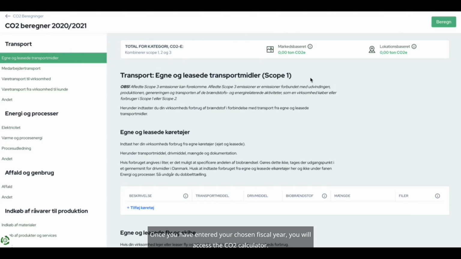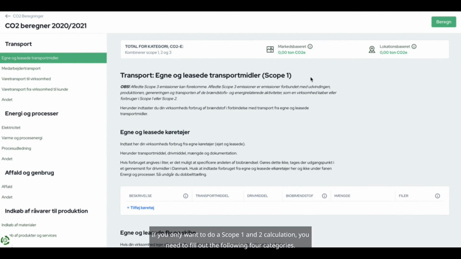Once you have entered your chosen fiscal year, you will access the CO2 calculator. If this is your first time doing a CO2 calculation, as mentioned, we recommend that you start by only doing a Scope 1 and 2 calculation. So start with your own emissions, which you produce or purchase yourself. We say this because it's a good place to start.